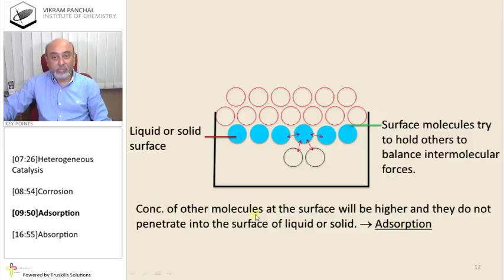The concentration of other molecules at the surface will be higher, and they do not penetrate into the surface of the liquid or solid. This is called adsorption. Again, the concentration of other molecules at the surface will be higher, and they do not penetrate into the surface of the liquid or solid. That means this gaseous molecule will remain on the surface of the liquid, or these liquid molecules will remain on the surface of the solid or liquid. They will not penetrate inside the liquid or solid. It is known as adsorption.